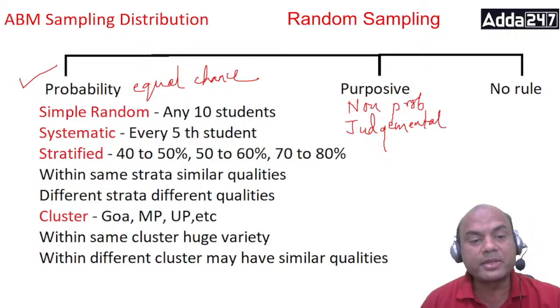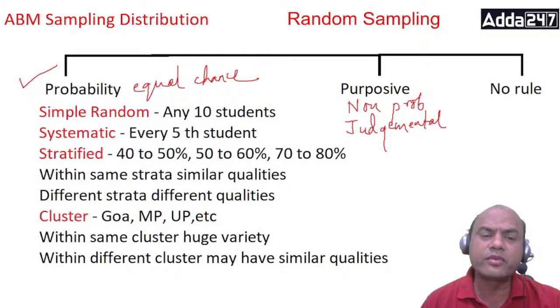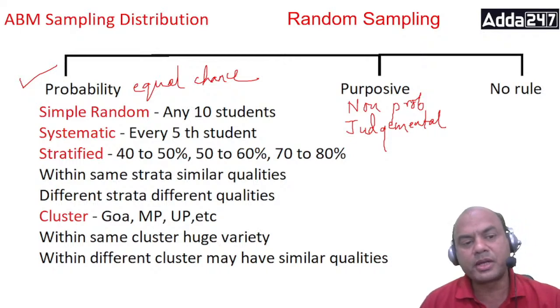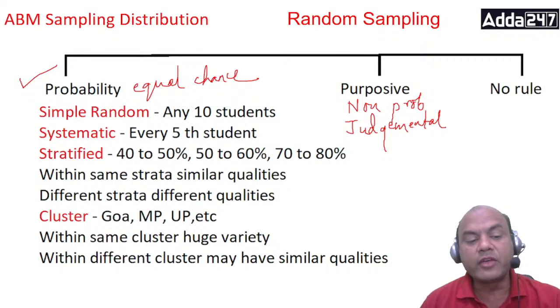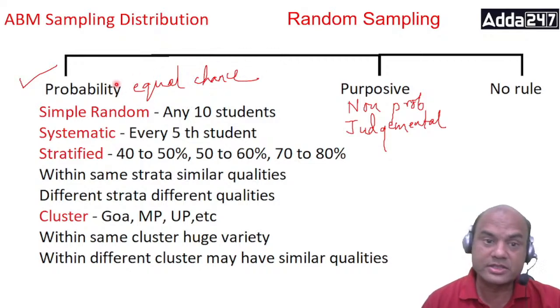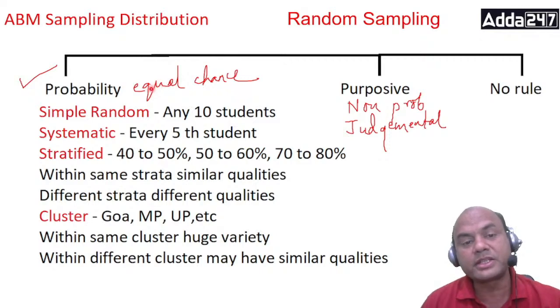Now probability sampling is of 4 types: simple random, systematic, stratified, and cluster. Now we'll study each one in detail, but before going ahead, I'll just give you a short idea about this. Understand one simple logic of probability. Probability sampling means sampling in which every element has an equal chance of getting selected. So every person, every individual, every sample will have an equal chance.